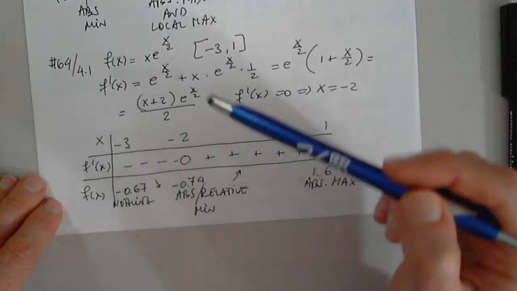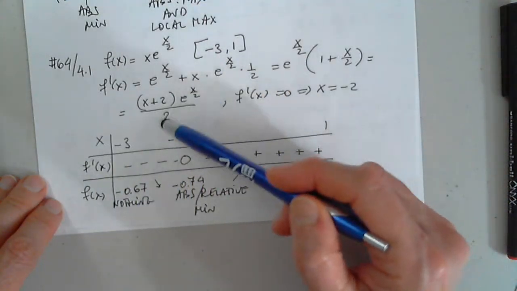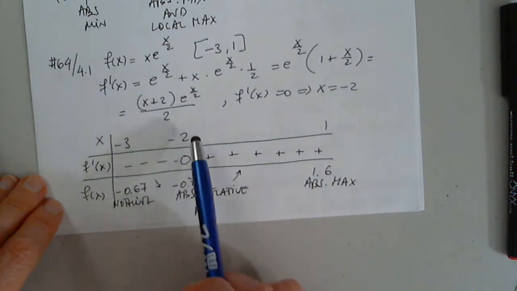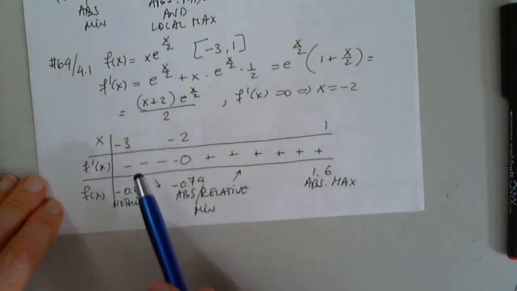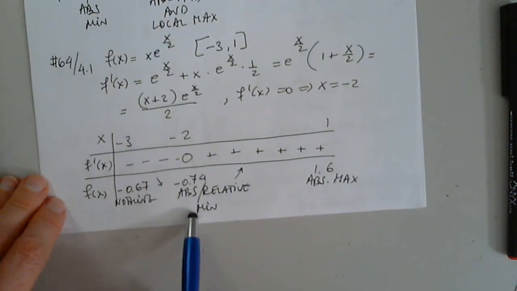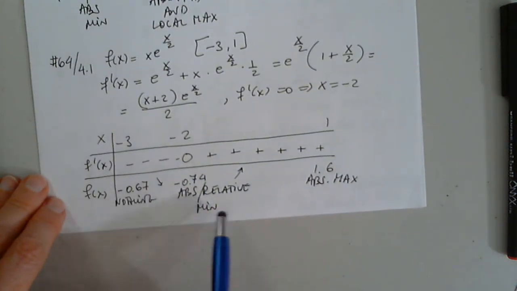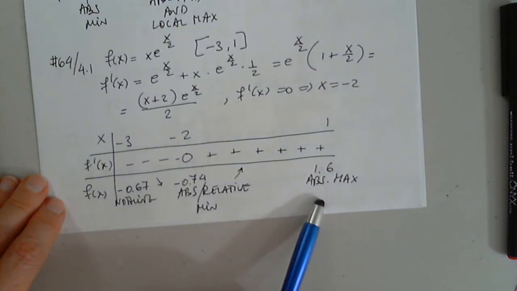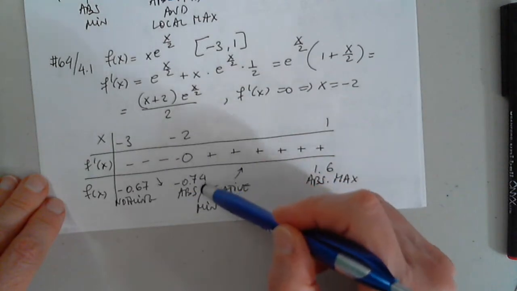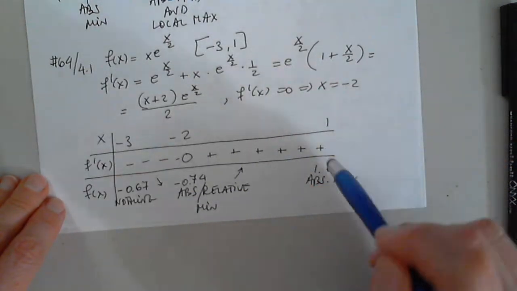We study the sign, not of this and not of this. These are always positive. To the left of -2, this quantity is negative. To the right is positive. So this is typical for a local minimum. So this is nothing. This is the absolute and relative or local, and this is the absolute max. We plug in -3 in the function, -2 in the function, and 1 in the function to get these numbers.